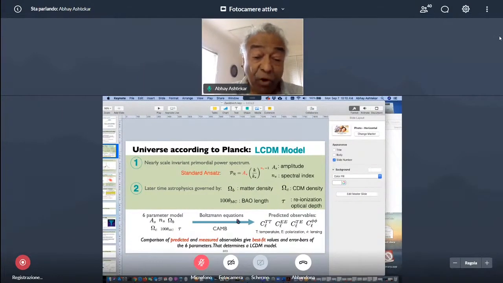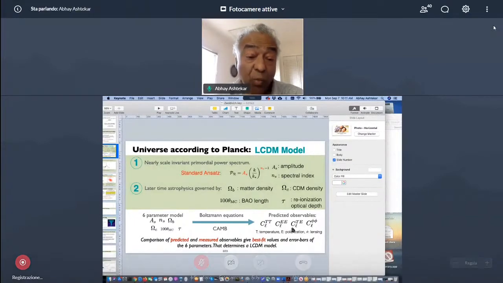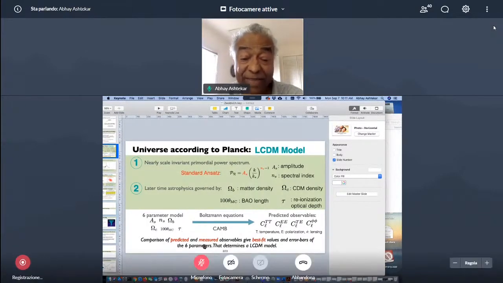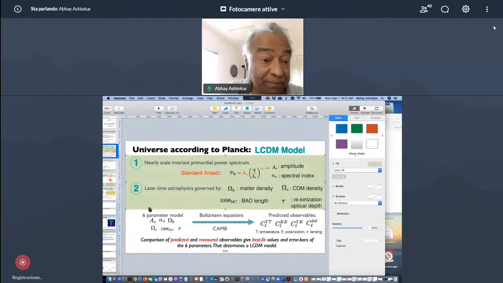Therefore, given these parameters, we get these predictions, and we can compare them with the data. When we compare with the data, we obtain the best fit for the six parameters and the standard deviations, or error bars. That is what determines the lambda CDM model that we're supposed to live in.